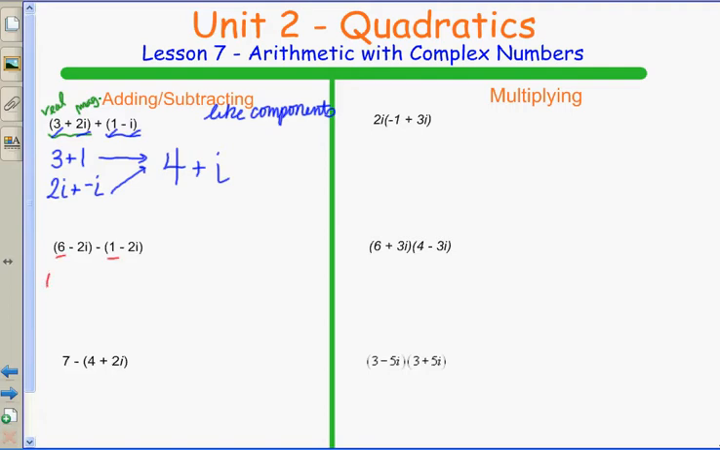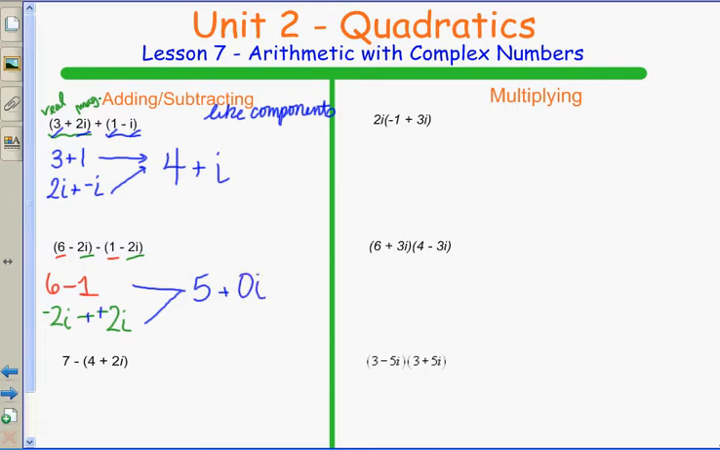So here are our like components. We'll need to do 6 minus 1. And then separately, our like components are our imaginary. We've got a negative 2i, and from that we're subtracting another negative 2i. So 6 minus 1 will give me a new real component of 5, and a negative 2i minus another negative, minus negative is really plus, so negative 2i and a positive 2i gives me 0i as my component.